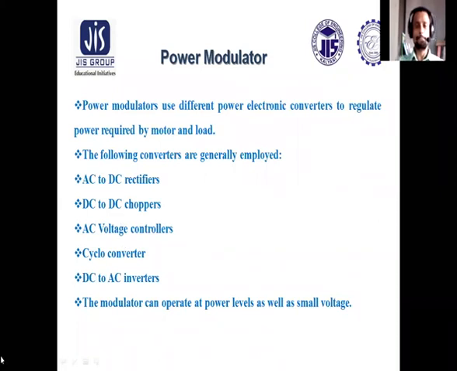Now, what is inside a power modulator? A power modulator generally comprises different power electronic converters to regulate the power required by the motor and load. It also converts the form of electrical energy. AC could be converted to DC. Unregulated DC could be converted to regulated DC. Unregulated AC could be converted to regulated AC. Anything. So there are the following types of power converters.